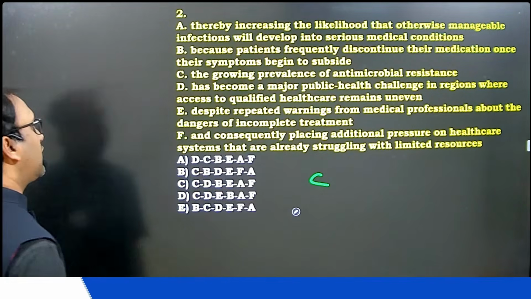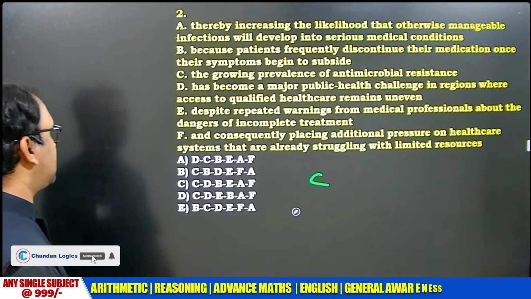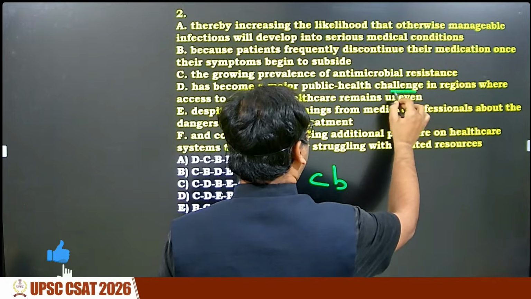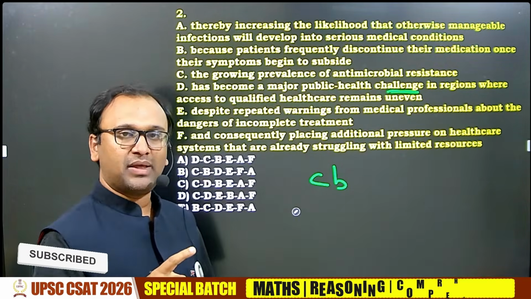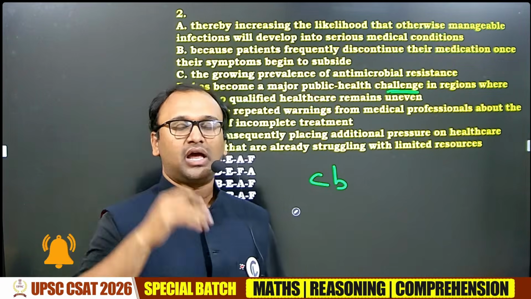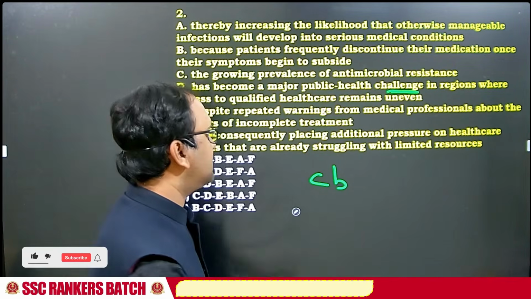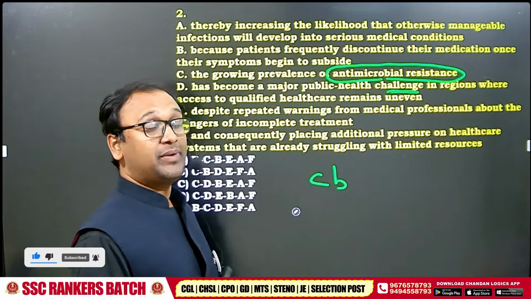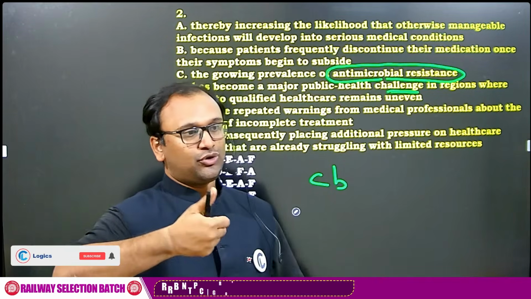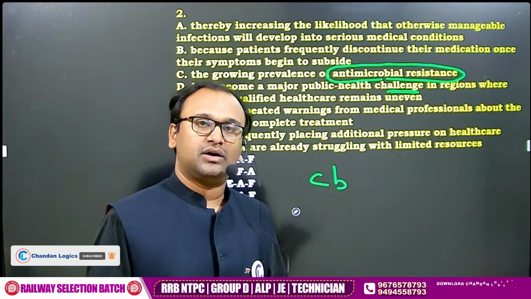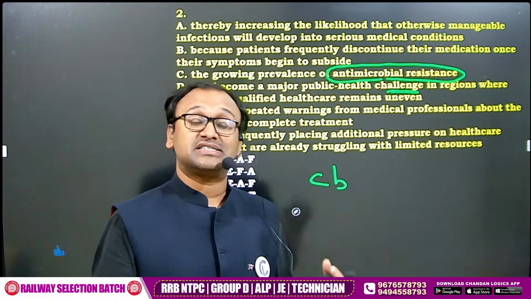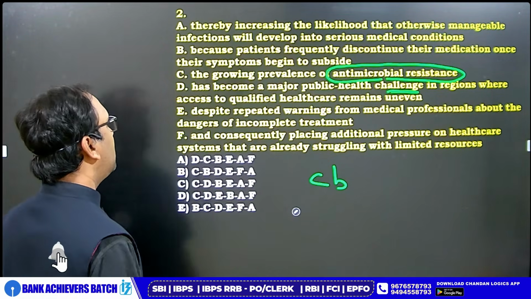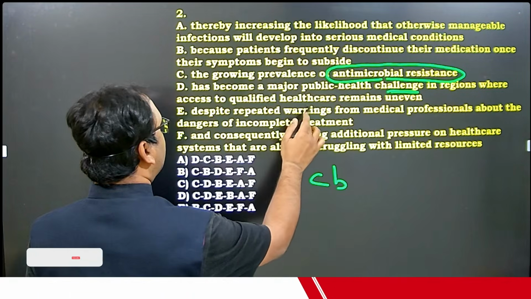Meaning of the sentence. The growing prevalence of antimicrobial resistance has become a major public challenge. So today there is a serious problem. Like in the earlier exercise, what was the main problem? Decline in the private consumption. Now the biggest problem is prevalence of antimicrobial resistance. See, if there is antimicrobial resistance, what will happen? Even though you use a medicine, the bacteria will not die. Antimicrobial resistance develops, very dangerous, no? So that is a serious problem. Especially this problem is more where access to healthcare remains uneven.